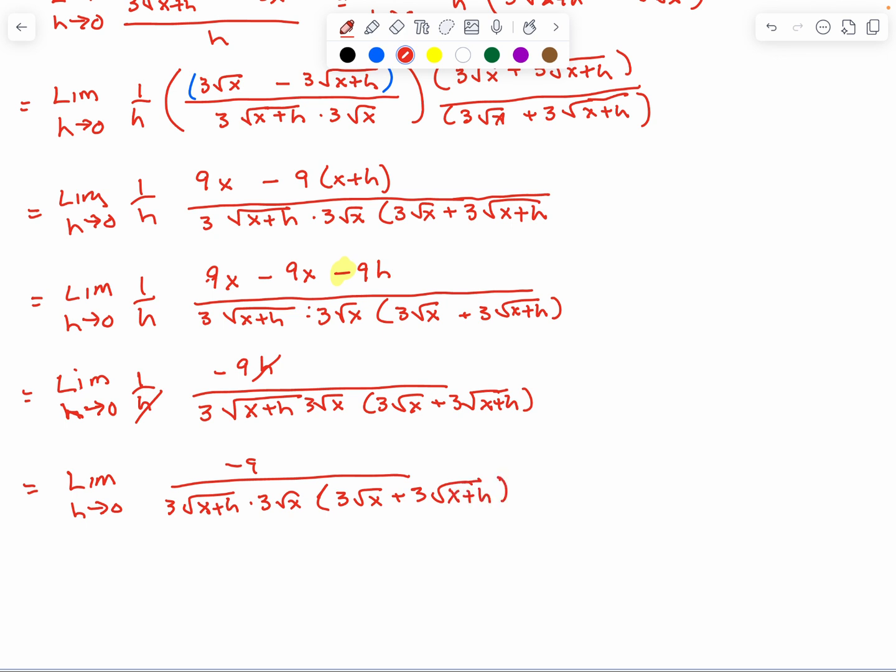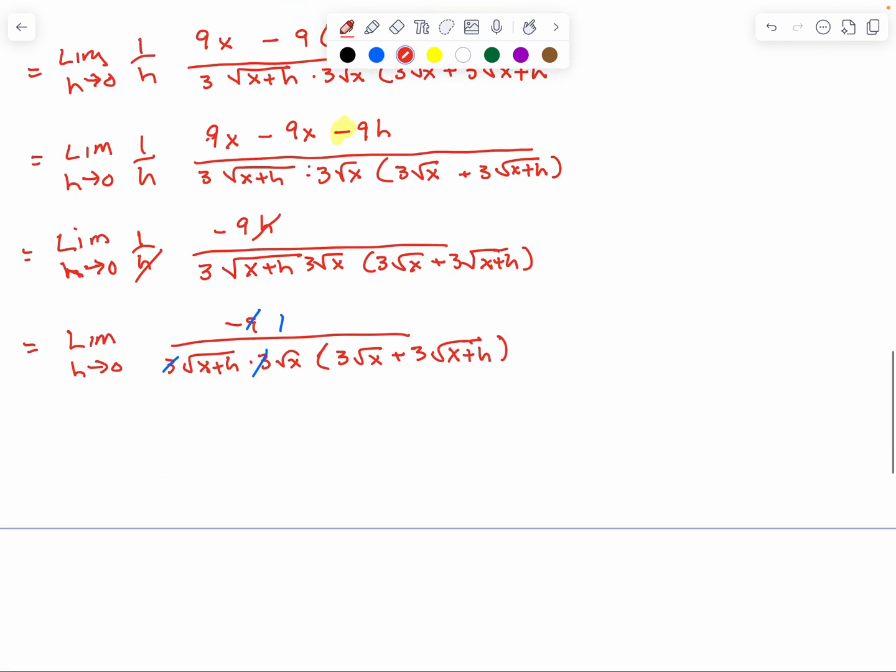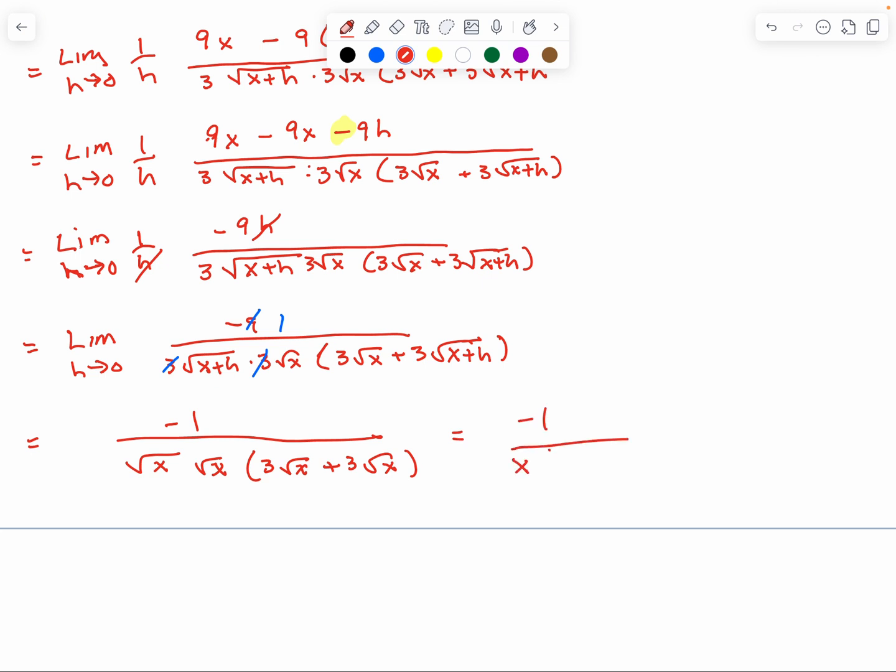And what are we left with? Okay, at this point I think I'm going to kill the 9 with the 3's. Don't forget that leaves 1. All the other h's go to 0. 3 bananas plus 3 bananas is 6 bananas. There we go. That was horrible.